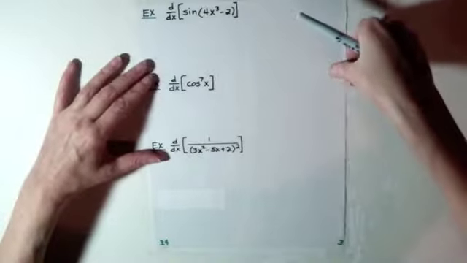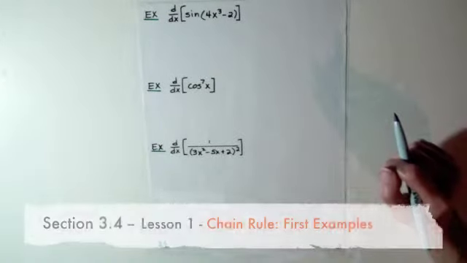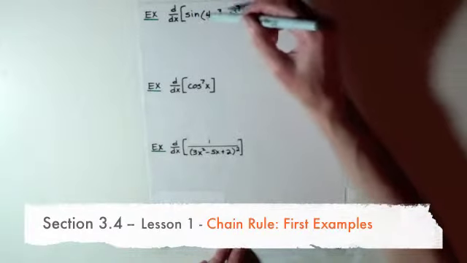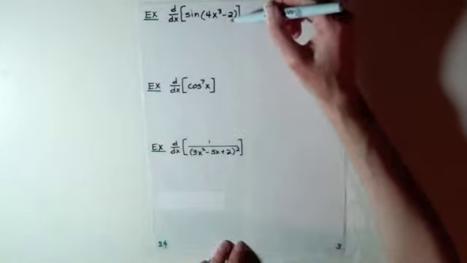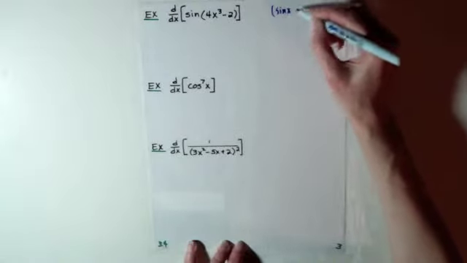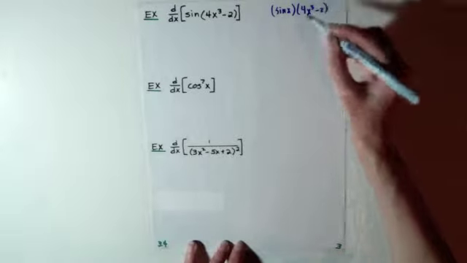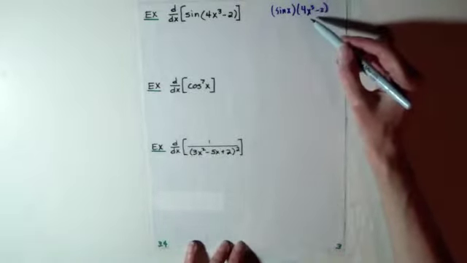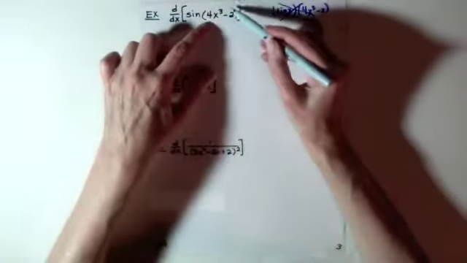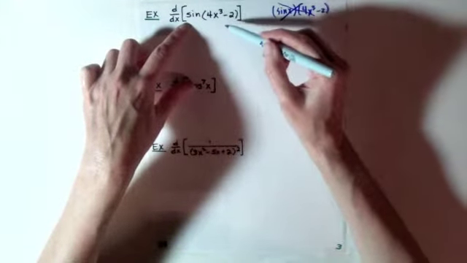So on the next page, I'm asking you to find the derivative of another composite function. It's the derivative of sine of 4x cubed minus 2. Notice this is very different than the function sine x times the function 4x cubed minus 2. It's not sine of x times 4x cubed minus 2. That is not what we are given. 4x cubed minus 2 is inside the sine function. It's the argument inside the sine function.